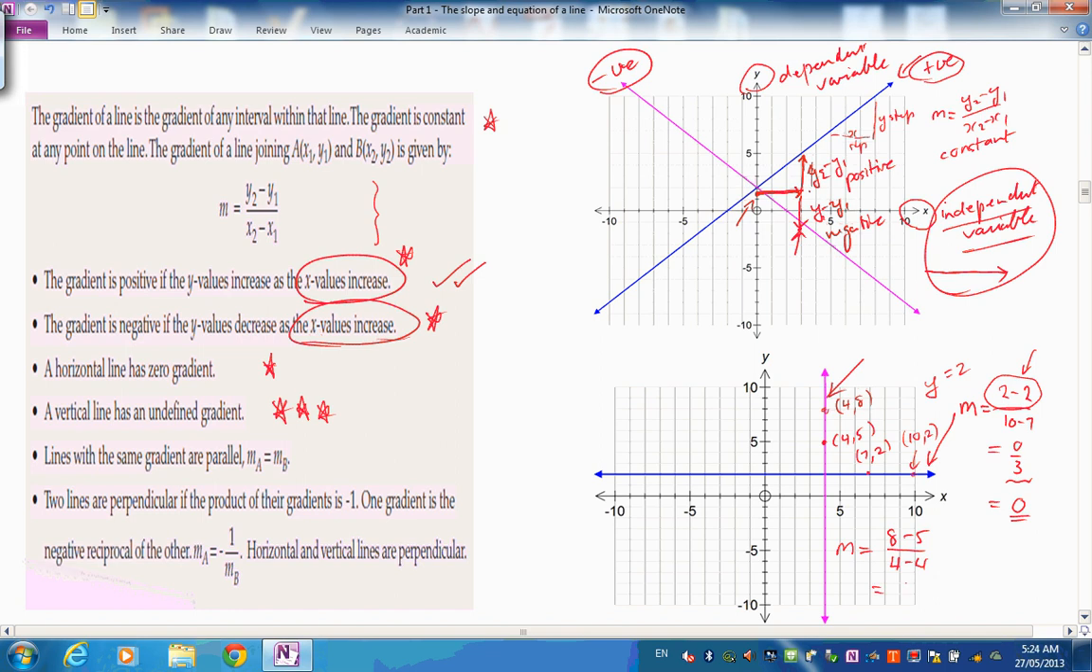Uh-oh, I think we're in trouble here. Dividing by 0. Is that always going to be the case on this line? Yes, because look at the line. It's always going through the point 4, 0.